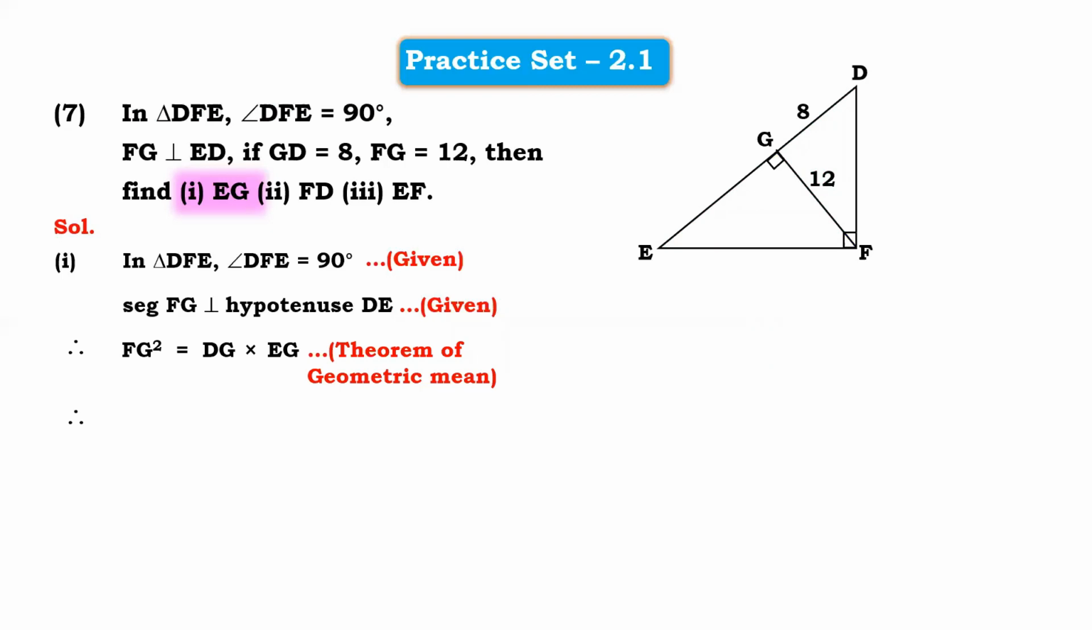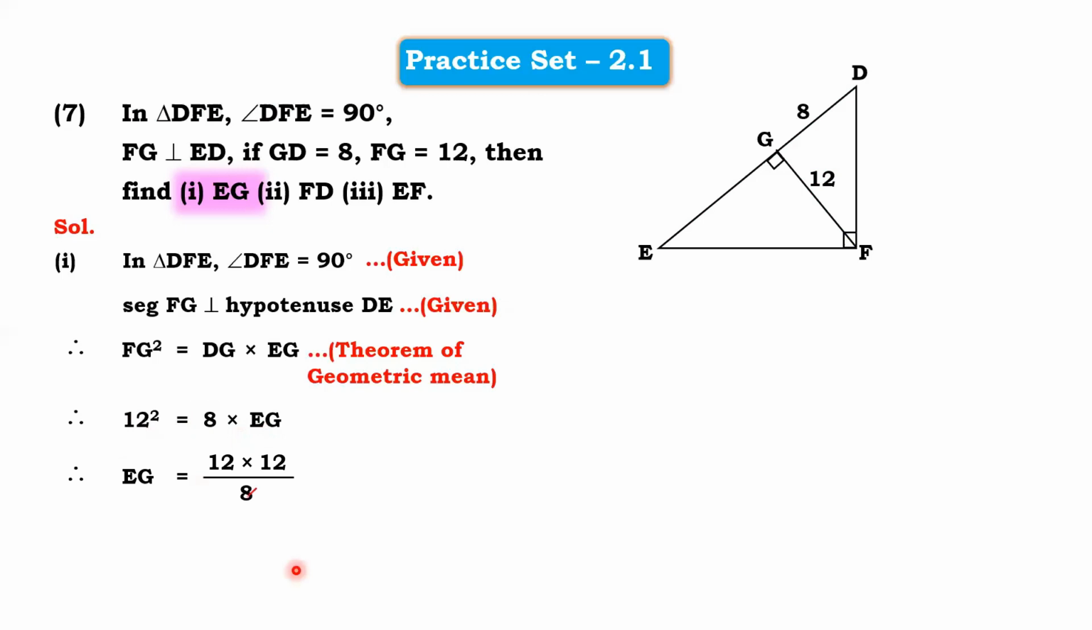We know FG is 12, so 12 square is equal to, value of DG is 8 into EG, we have to find it out. So now we know 12 square is 144, or we can write 12 square as 12 into 12. So EG is equal to 12 into 12 upon 8. Because this 8, students, is multiplied with EG. If 8 is shifted to the other side, it would be divided. So 12 into 12 upon 8.